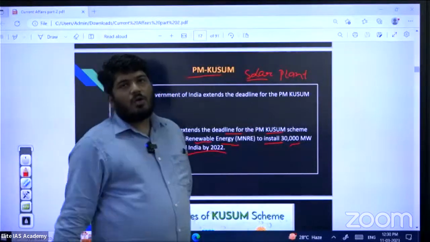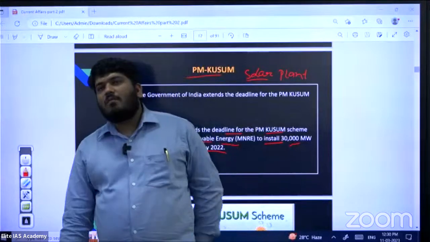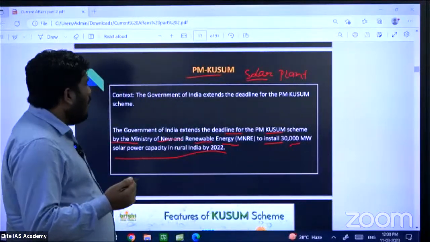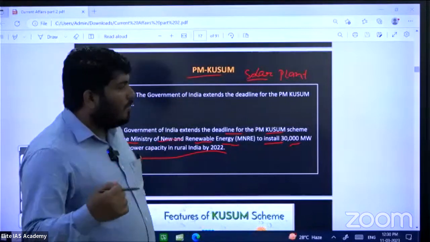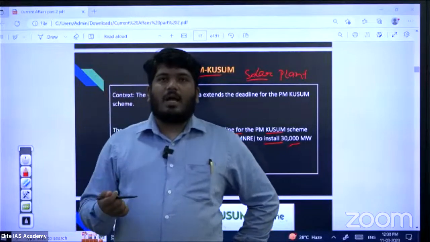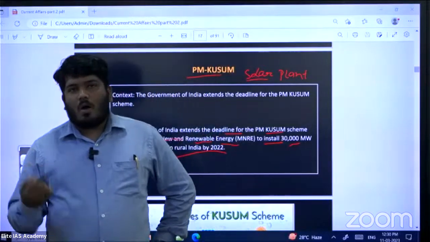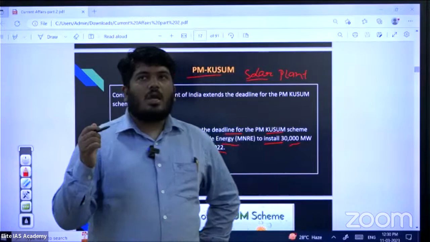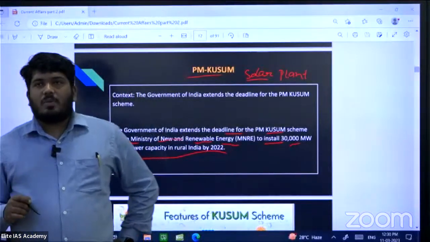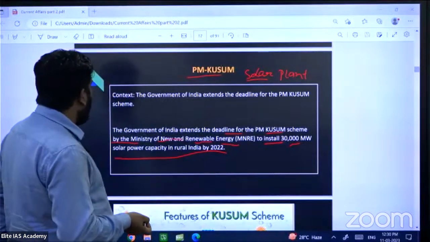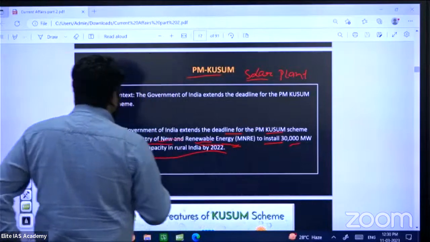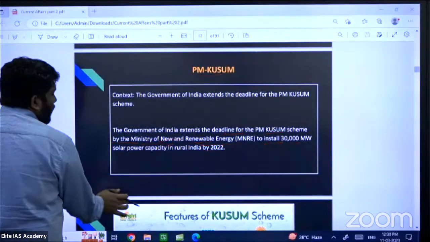Okay, one more thing I want to mention here. For any scheme related to government, when you read, always try to focus on the department which launched that scheme. मतलब कौन से department का वो scheme है? Ministry of Health का है, Rural Department का है, Housing का है, किसका है? क्योंकि UPSC कई बार इस तरह के सवाल पूछता है कि under which department this scheme has been launched. So that's why I have already highlighted. It is under the Ministry of New Renewable Energy to install solar power capacity in India by 2022.